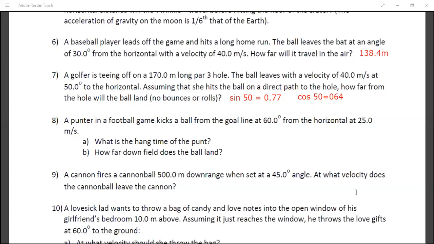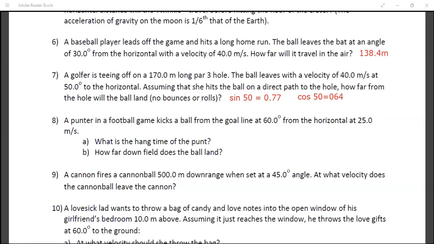Yeah, Bhavish? Sir, in the exam, will it be mentioned that we have to use 9.8 or 10? Yeah, it will be specified. Okay, sir. Thank you, sir. Yeah, Virok?